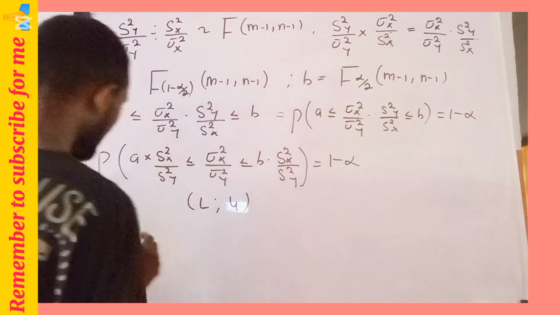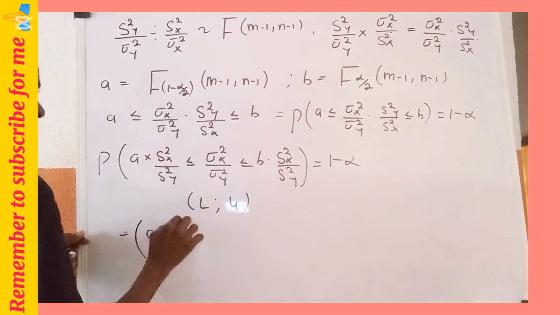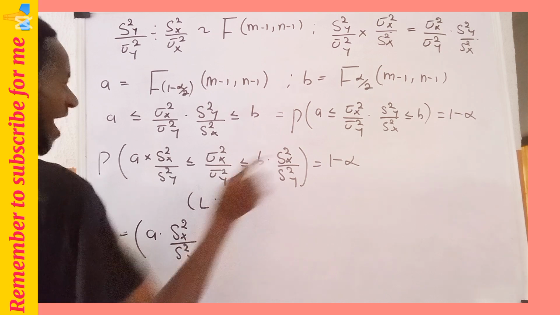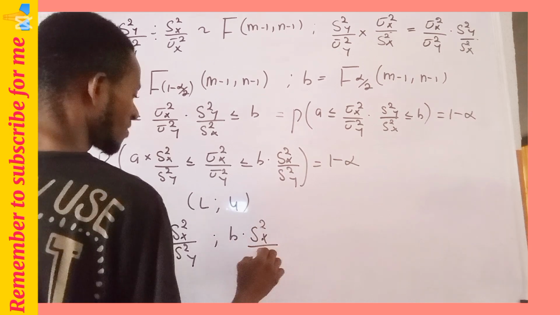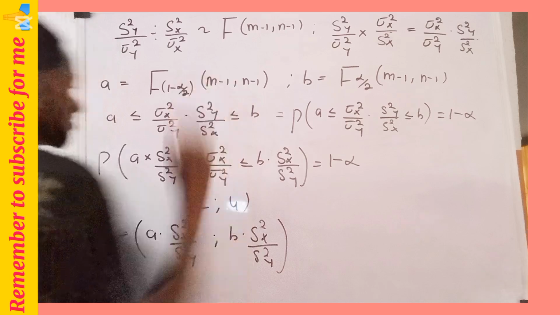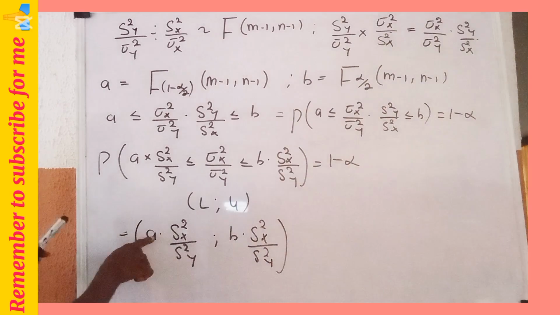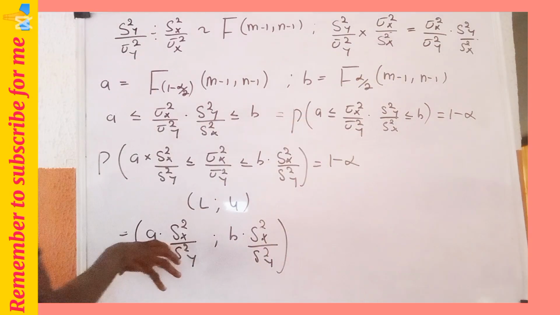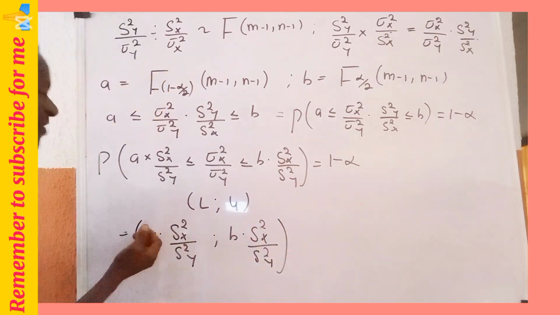So my lower limit becomes A multiplied by s squared of x all over s squared of y, and then the upper limit is B multiplied by s squared of x all over s squared of y. This way is what I have. And of course, we know what our A and our B are. Look at our A, it is given as this. And our B is given as this. So putting them into this equation, we have something that looks a bit large, and it was why I decided to make use of A and B.